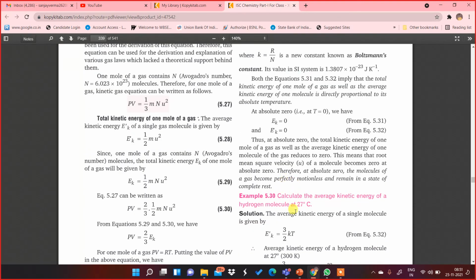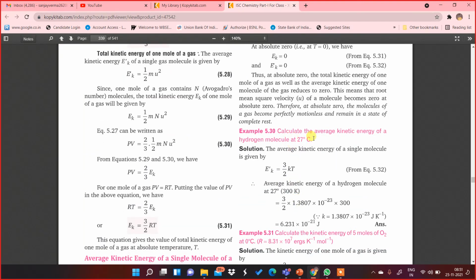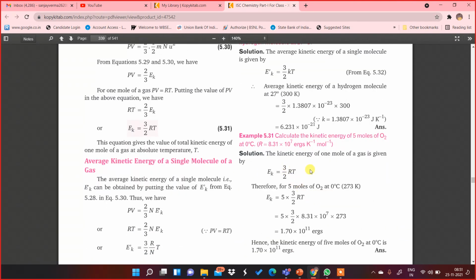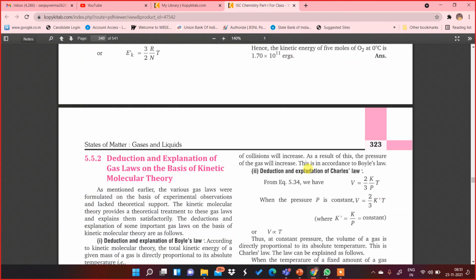Now there are some simple numericals where we calculate the average kinetic energy, so please go through this on your own. It is not difficult, a direct application of the formula. Example 5.31 also you can go through carefully. And then on page number 323 there is a deduction.